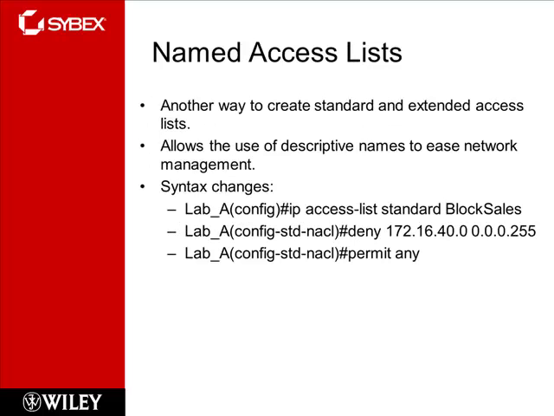Named access lists do the same thing, except instead of access-list, you say ip access-list, and you have to specify standard or extended, and then whatever you want the name of it to be. All the rest of it is going to be the same, except that instead of going to access control list, it goes to standard NACL, named access control list. That's the way you know, and the statements are going to be put in exactly the same way as if you use the numbered lists.